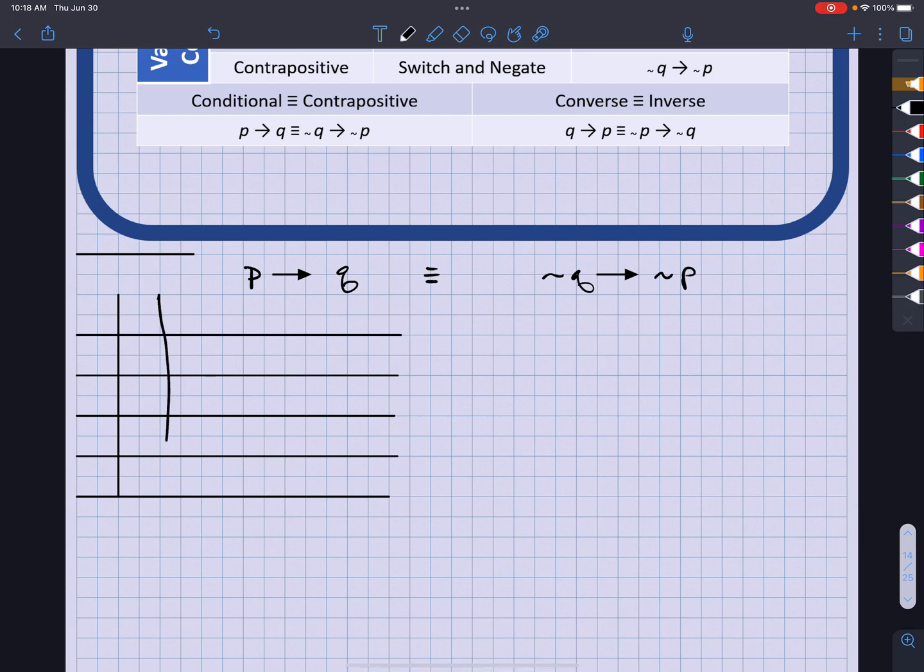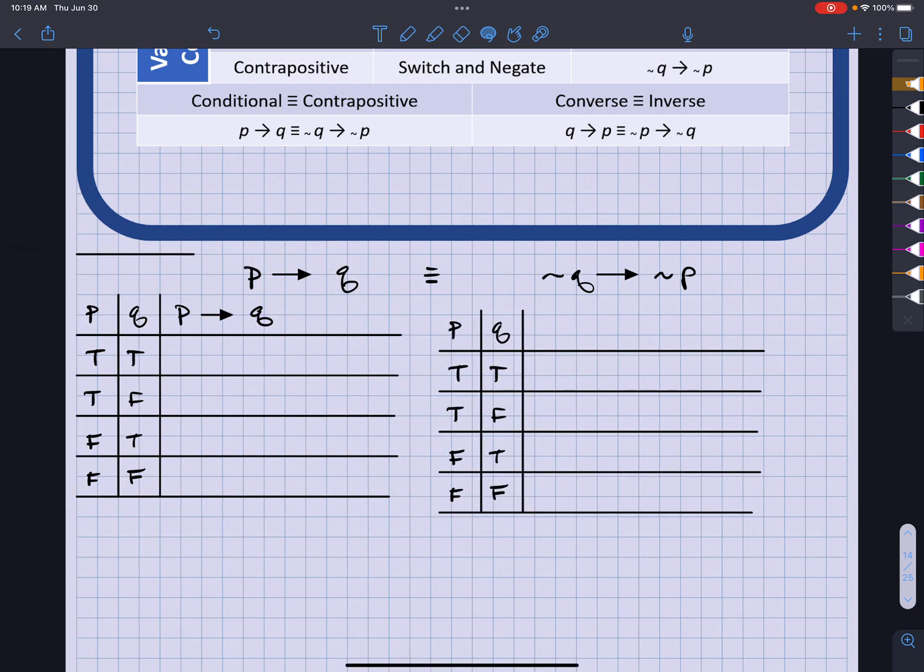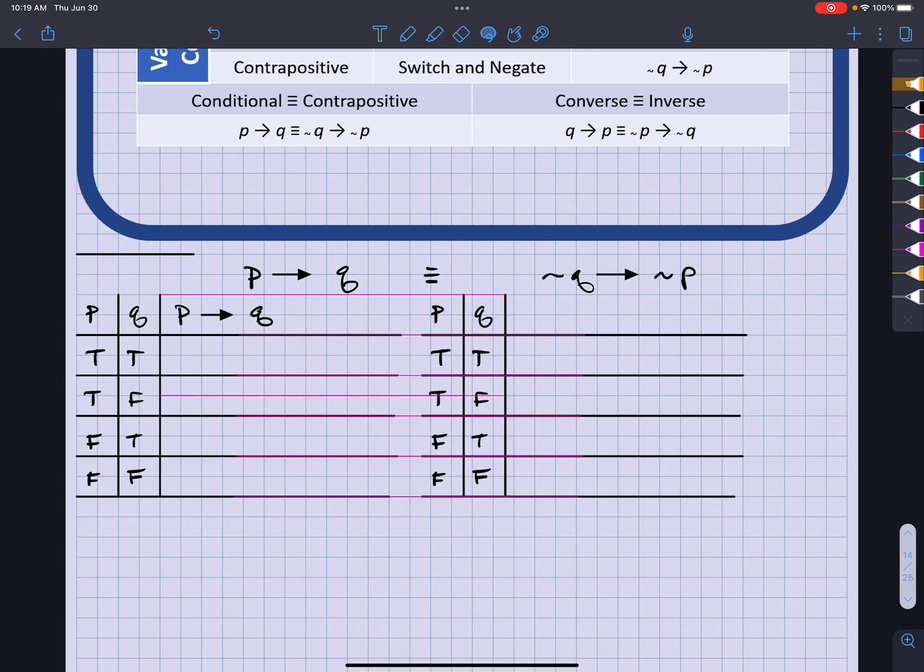My P column, my Q column. So I got P and Q, 2 letters, so 4 rows. Half of that is 2, so 2 trues, 2 falses. Half of 2 is 1, so 1 true, 1 false, 1 true, 1 false. Then this is going to be P, then Q. So definitely didn't need as much. So let me go ahead and duplicate this really quick. Move it over here because I got a feeling I'm going to need a lot more for that one.